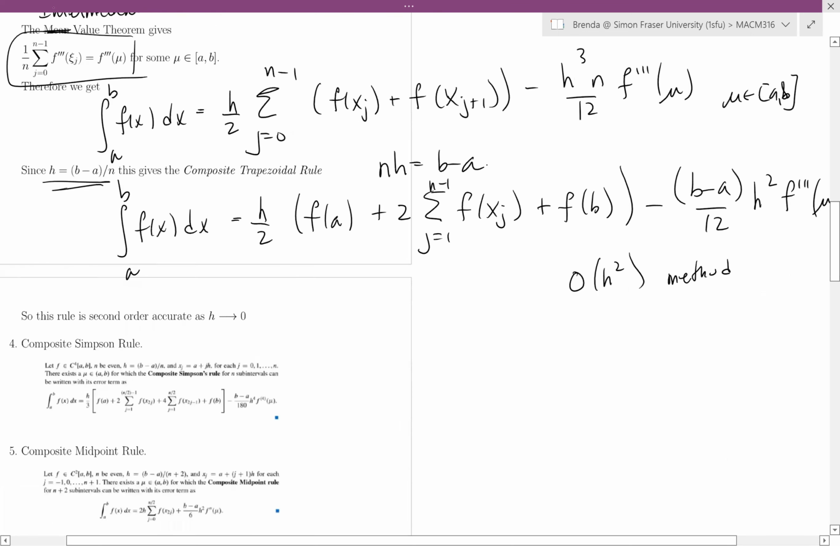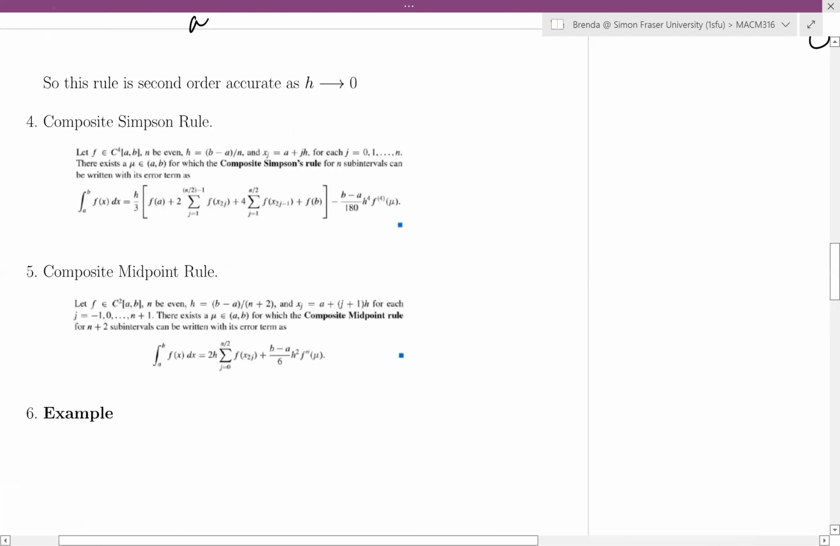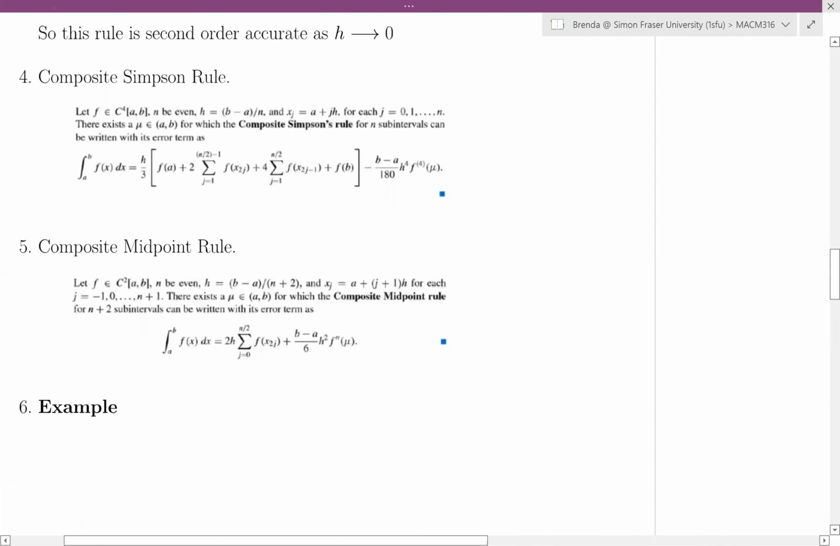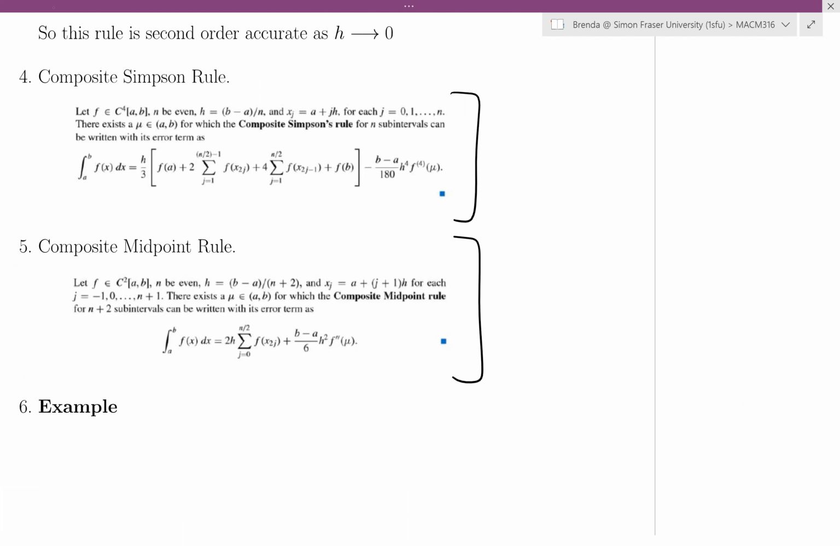Okay, and we could do exactly the same thing. Not going to go through the derivation, but we can do exactly the same thing for the composite Simpson rule. We can do the same thing again for the composite midpoint rule.